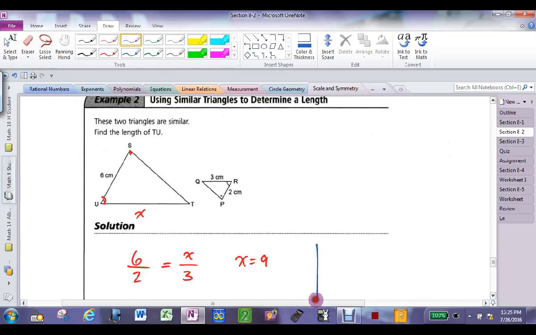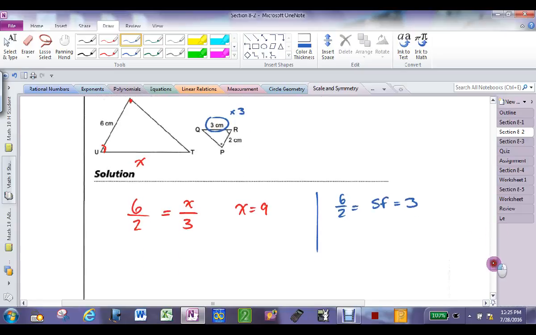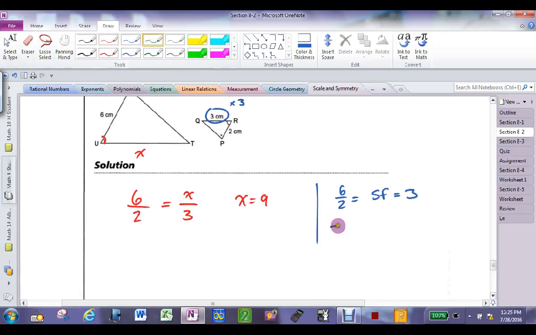Now, I just want to show you one more thing. Can I do this with scale factor? Yes. If I do 6 divided by 2, I get a scale factor of 3, yes? Which means every measurement on this little guy must multiply by 3. 3 times 3 gets me 9. Cool? What if I go the other way? What if I say 2 over 6? That gives me a scale factor of 1/3, yes?